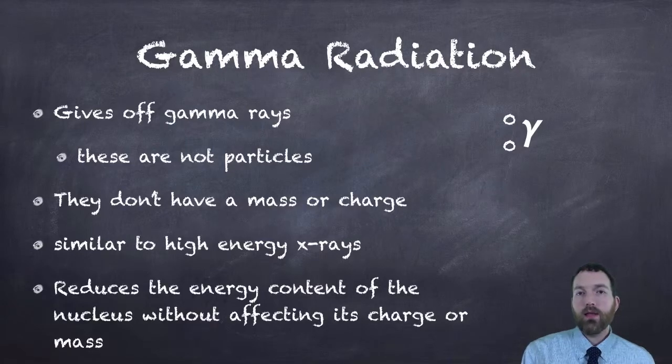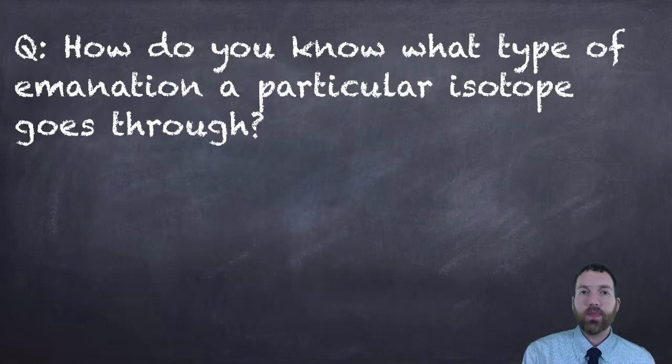And if an element undergoes gamma radiation, it just reduces the energy content of the nucleus, but it doesn't affect the charge or the mass. And the product is the same thing as the reactant, it just now has lower energy.